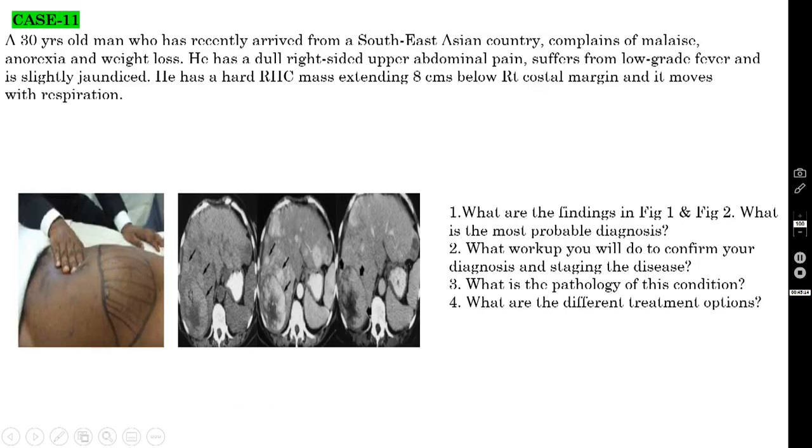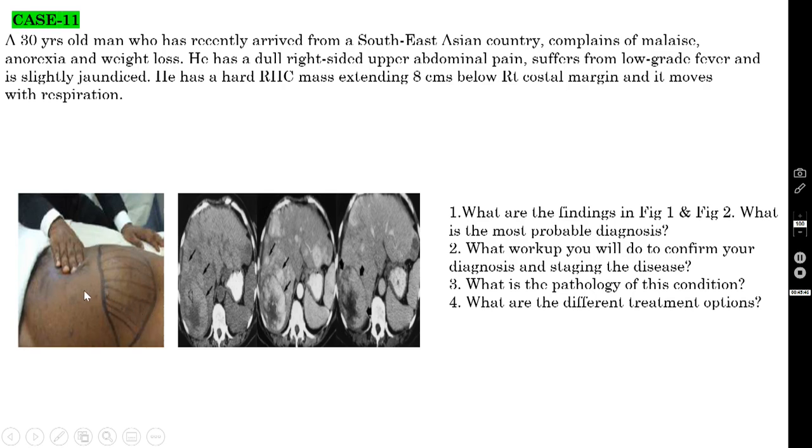Case number 11, a 30-year-old man who has recently arrived from Southeast Asian countries, complains of malaise, anorexia and weight loss. He has a dull right-sided upper abdominal pain, suffers from low-grade fever and is slightly jaundiced. He has a hard right hypochondrial mass extending 8 centimeters below the right costal margin and it moves with respiration.